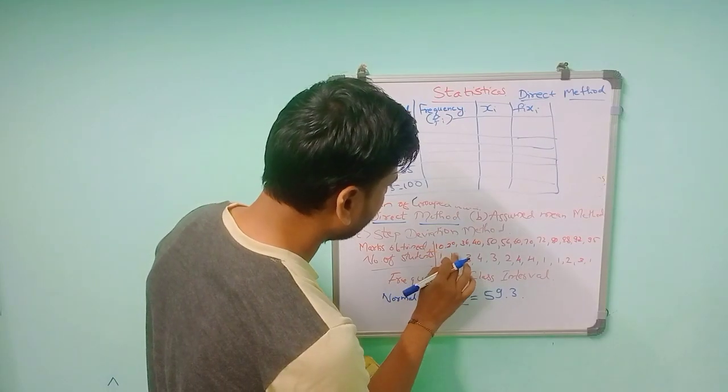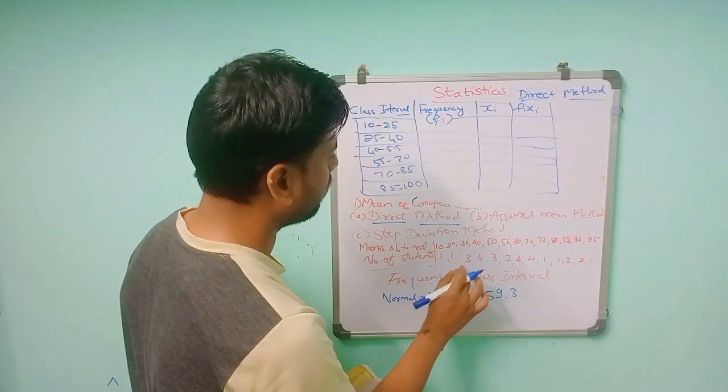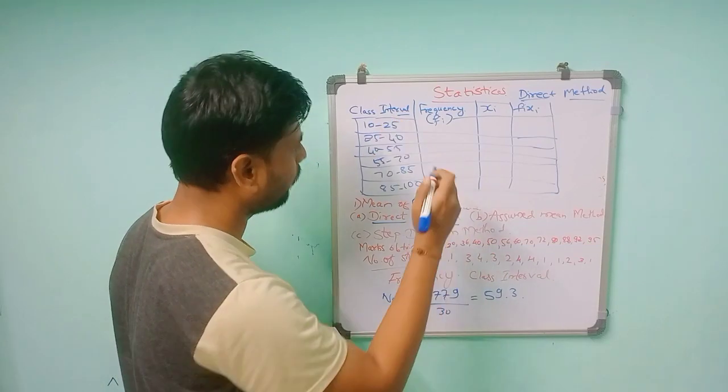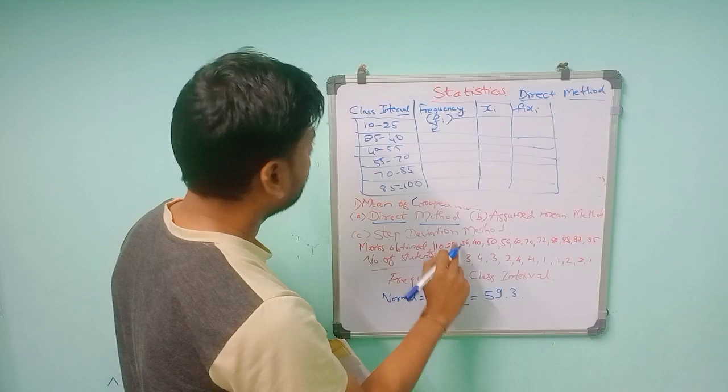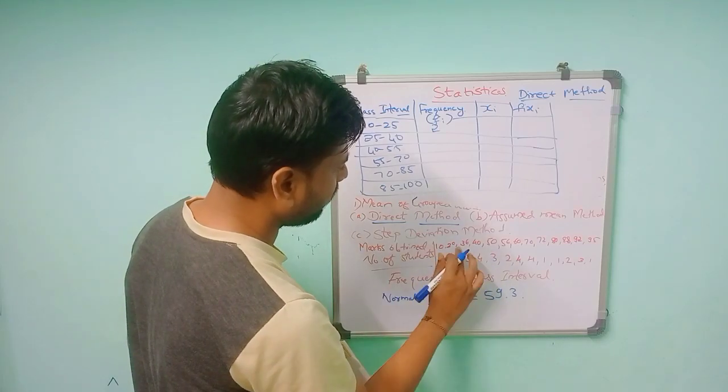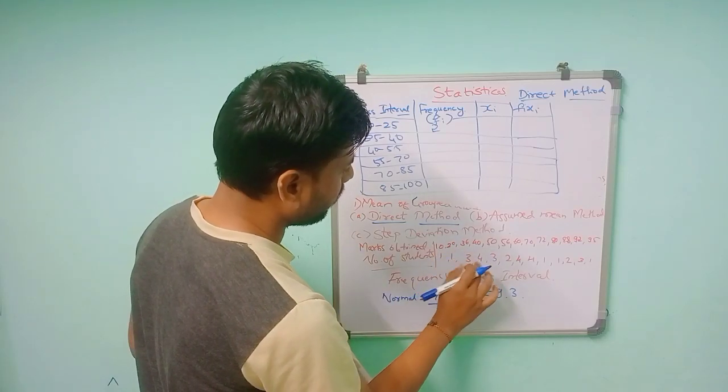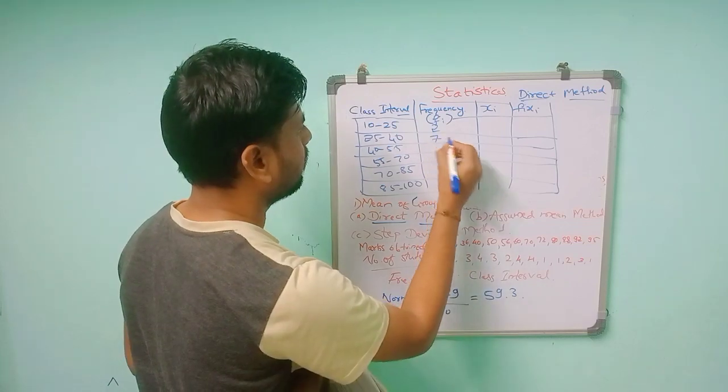This one is 1, and this one is more than 25, so don't include it in 25. So 10 to 25 is 2. This frequency is 2. Then 25 to 40. So 25 to 40 is here, 3 and 4, so 7. So 2, 7.